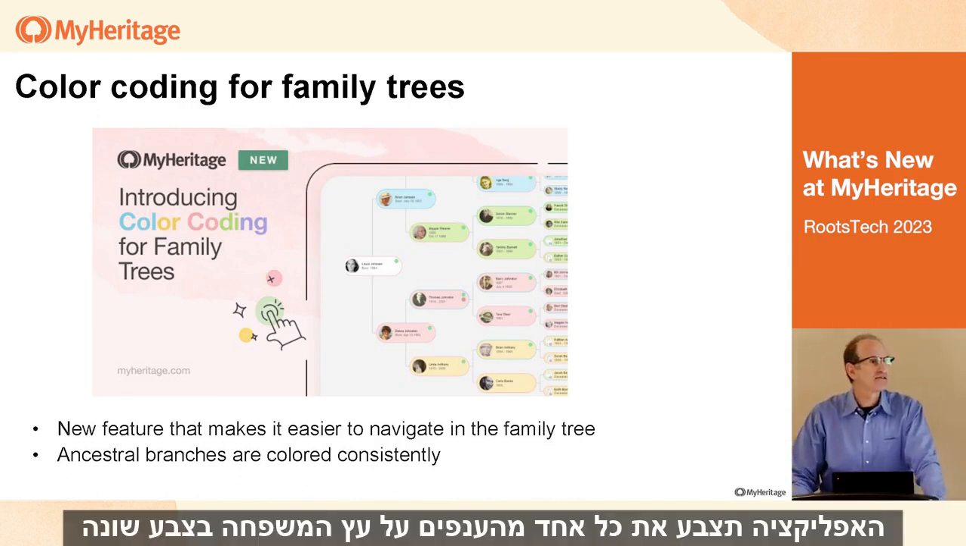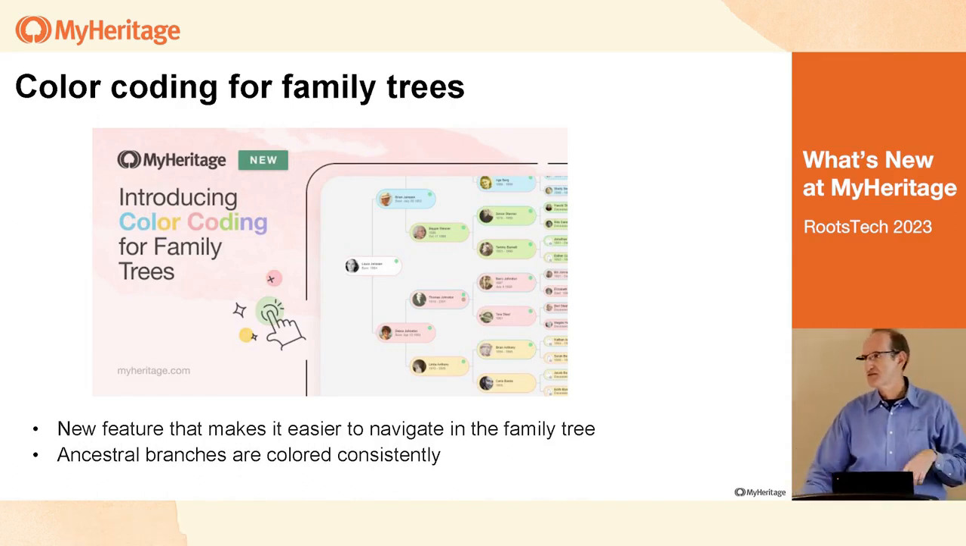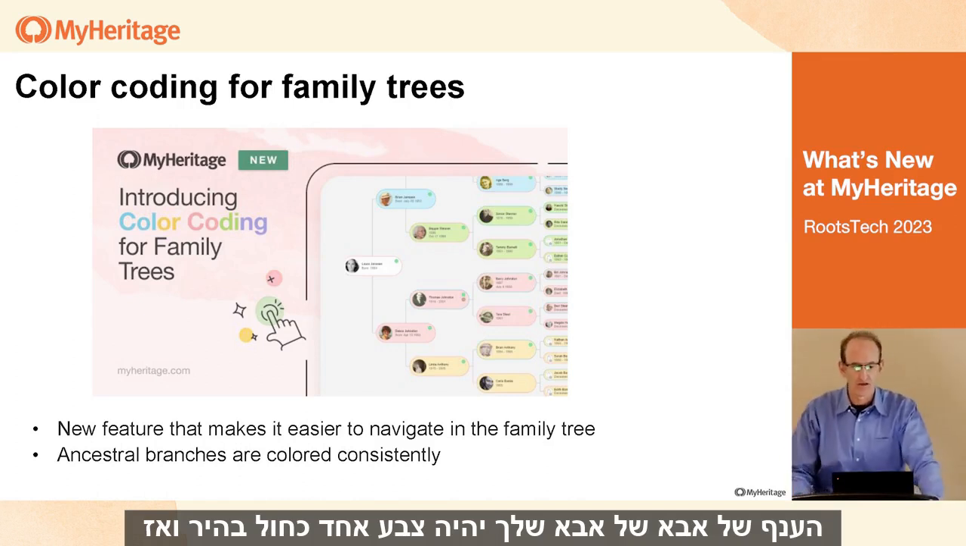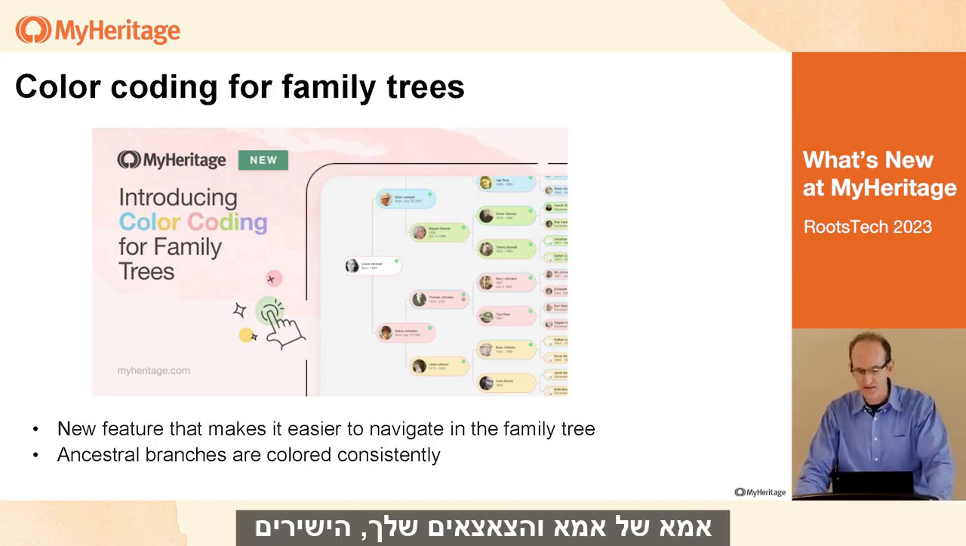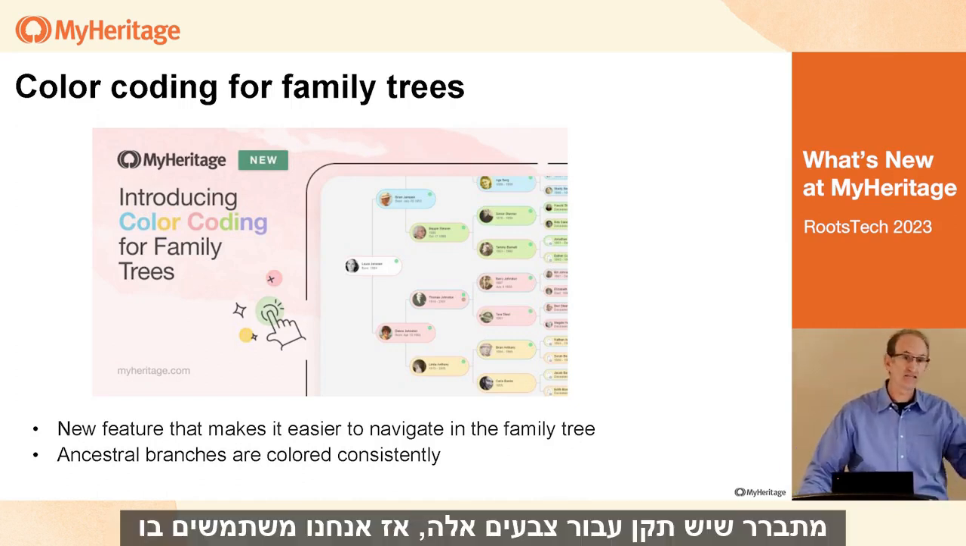And it will colorize the cards on your tree in a different color for each one of your ancestral branches. So your father's father will have one color in light blue, and then father's mother in green, and so on with your mother's father and mother's mother's part. And your descendants, direct ones, will be in purple. Turns out there is an industry standard for these colors, so we use them.